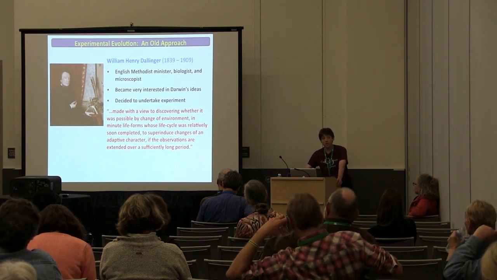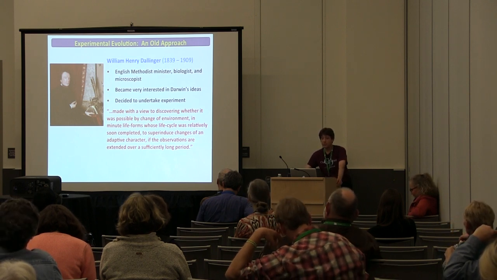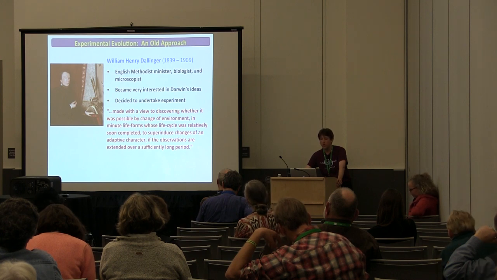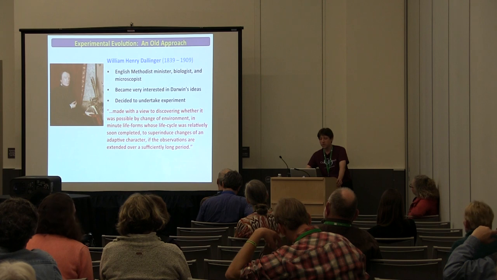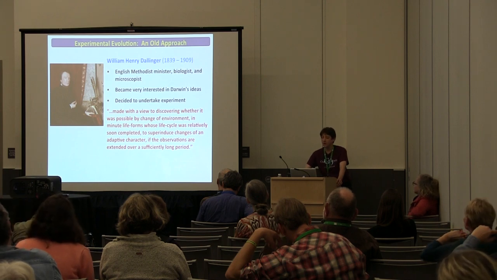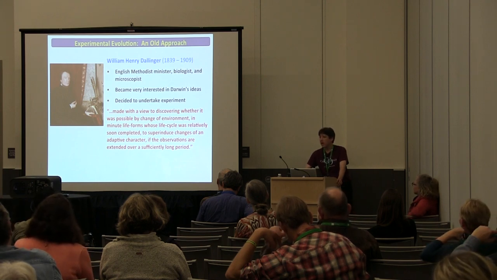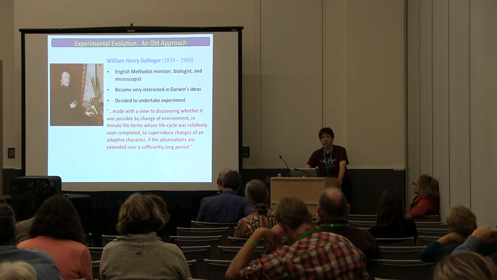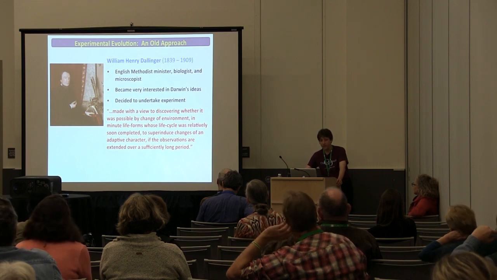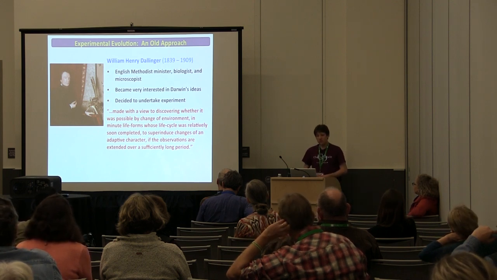Now, experimental evolution is actually an old technique. It originated with William Henry Dallinger, who was a correspondent of Darwin's, who was an English Methodist minister, as well as being a biologist and microscopist. And he read The Origin and was just enthralled by it. And he decided to undertake an experiment, and he actually wrote Darwin about this.